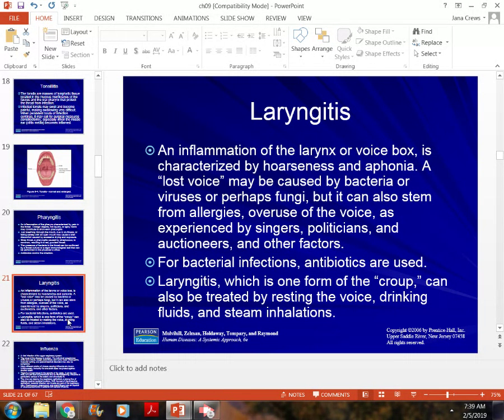Laryngitis is an inflammation of the larynx or the voice box, and it's characterized by hoarseness or loss of voice or strained voice. It can be caused by overuse. It can be caused by inflammation. It can be caused by allergies. It can be caused by infections.